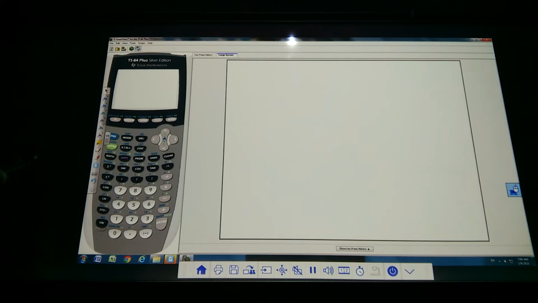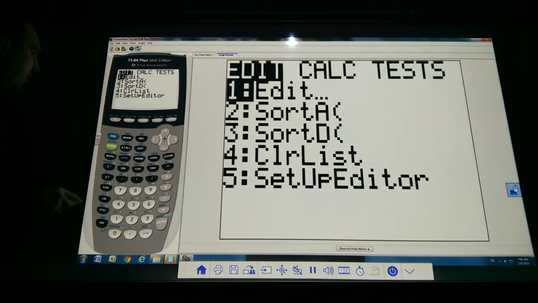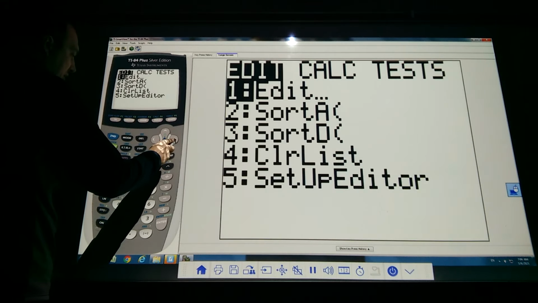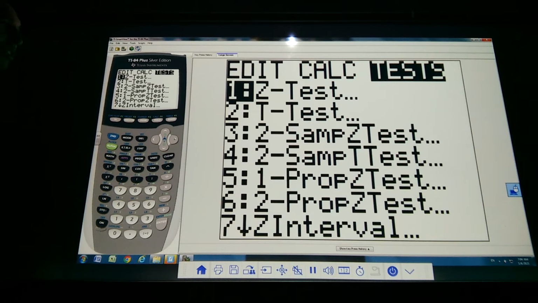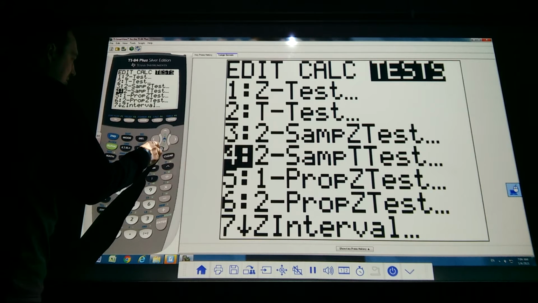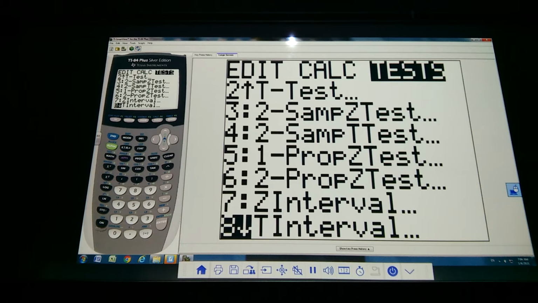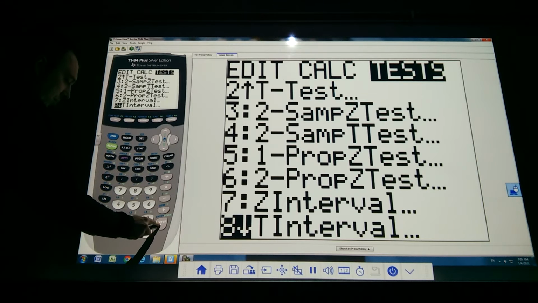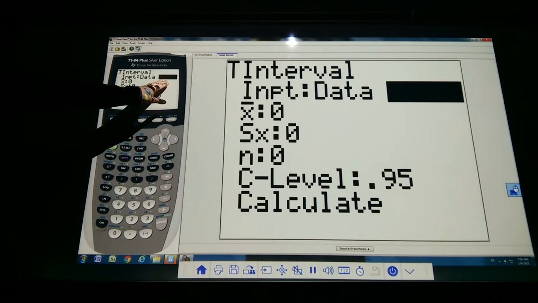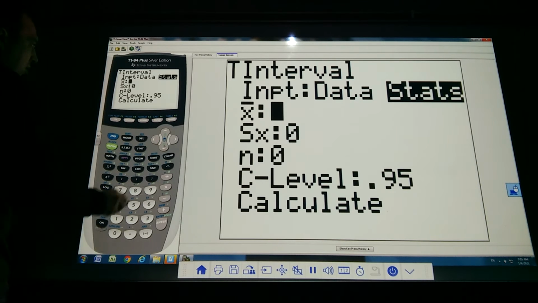And we want to go to stat, I'm sorry. Go to stat, there we go. Then you're going to go over to tests. And we're going to use a bunch of these. But there's only one we're learning today, and it is a one sample t interval. And that is number 8, a t interval, number 8. Hit enter. And you want to go over to where it says stats. And we're going to enter the correct numbers in here.